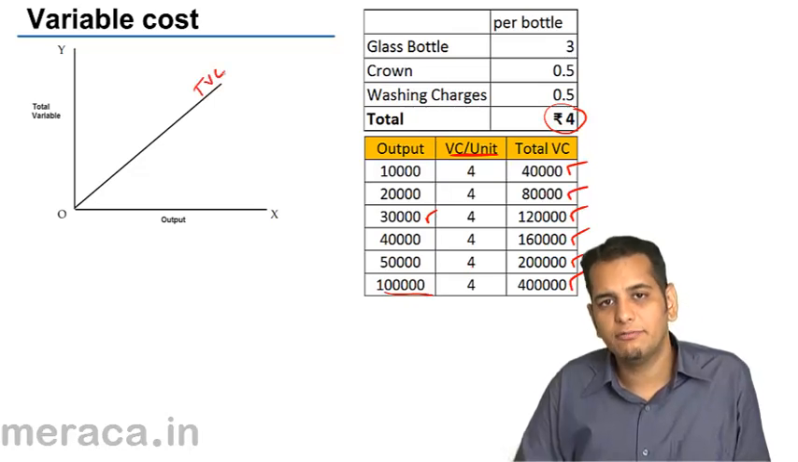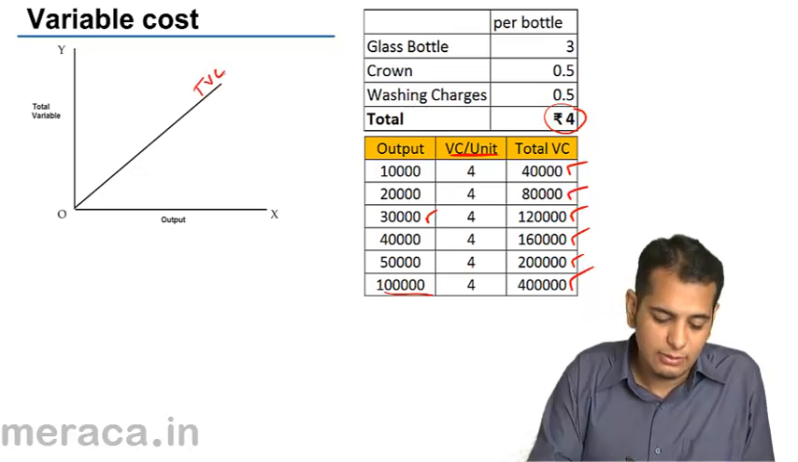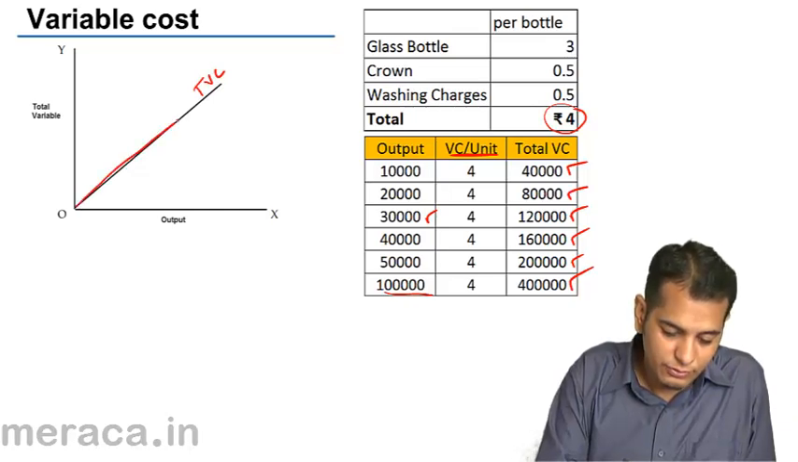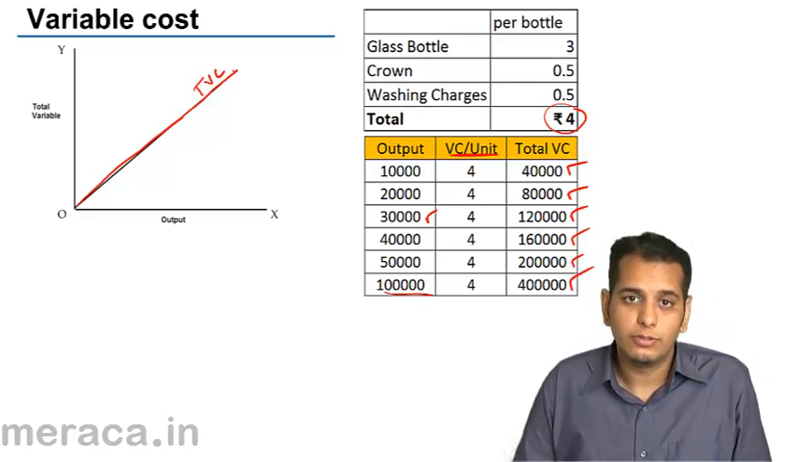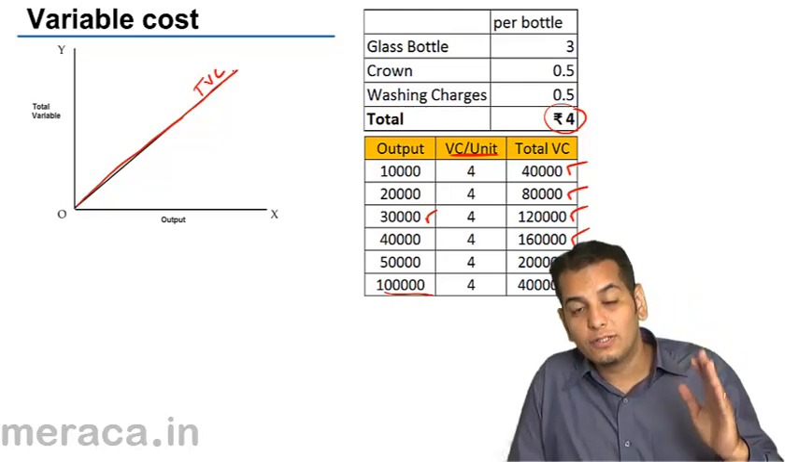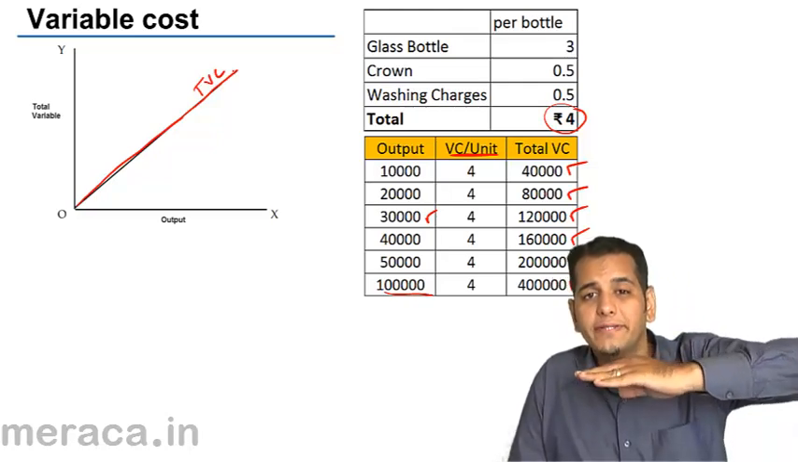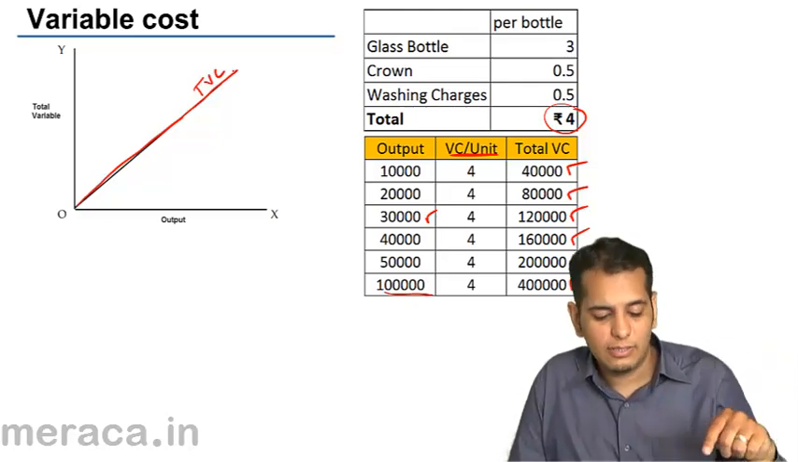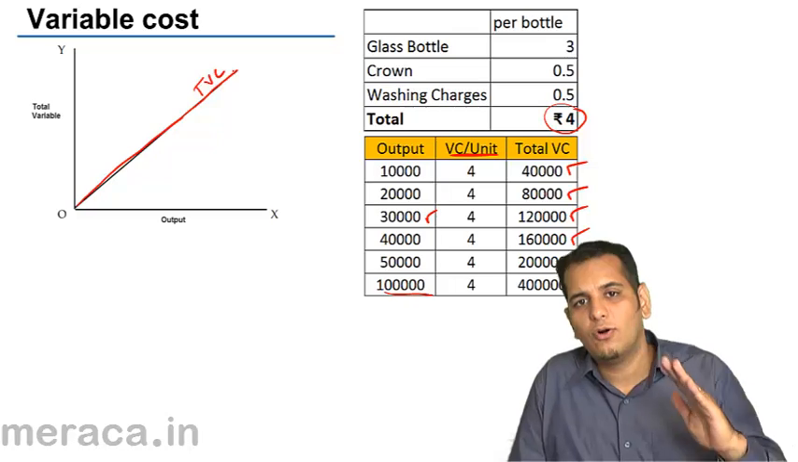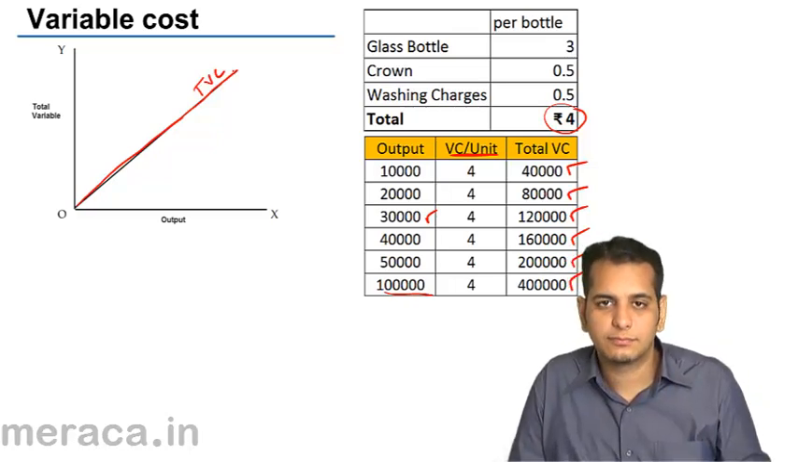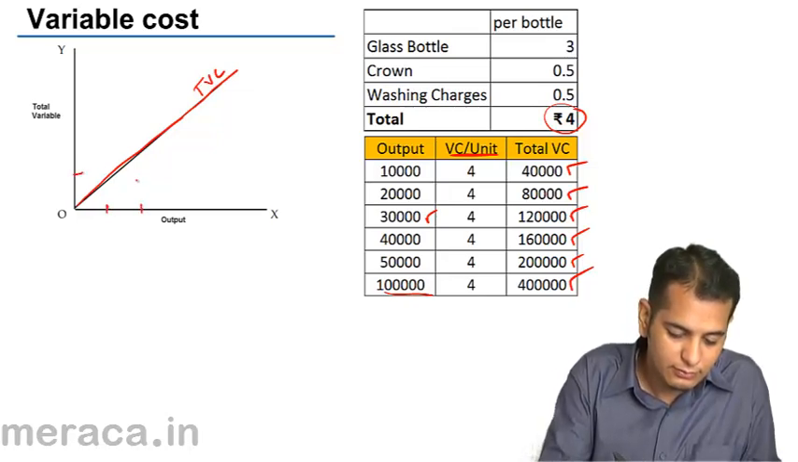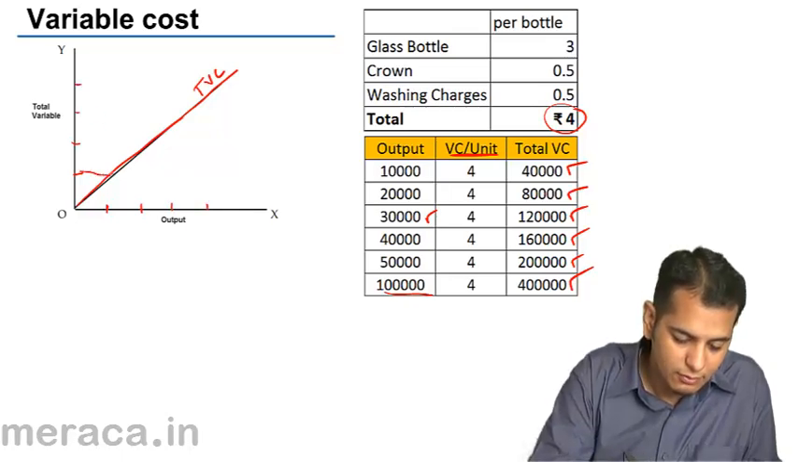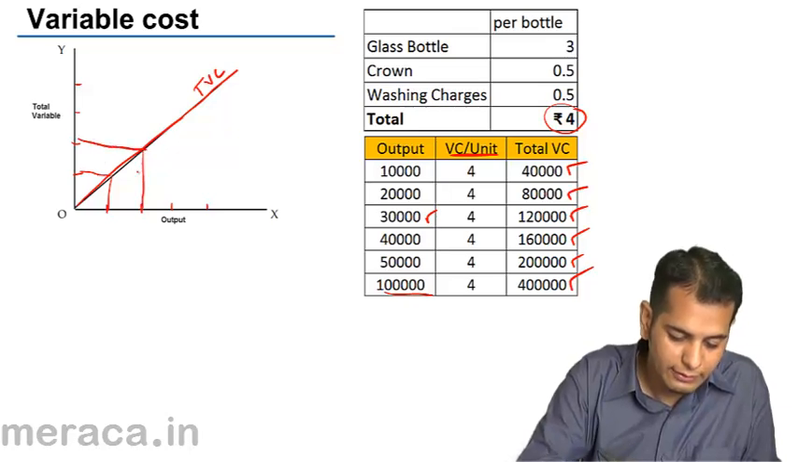If we plot the total variable cost curve on a graph, it will be something like this. Sloping upwards. The total fixed cost curve was always parallel to the x-axis. However, the total variable cost curve always slopes upwards, because as the production level increases, the cost also goes on increasing.